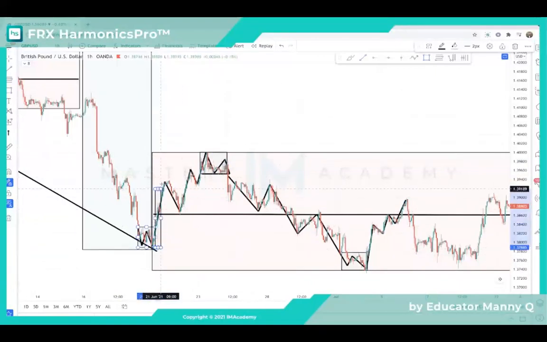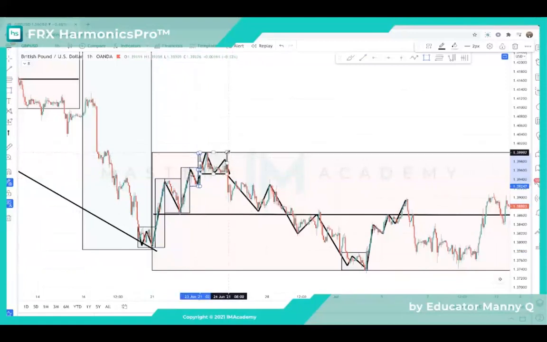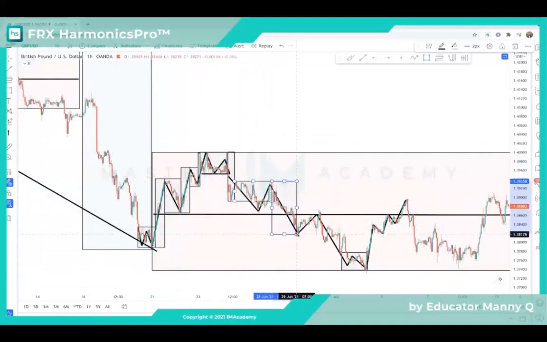Accumulation, expansion. From expansion, contraction. From contraction, expansion. From expansion to contraction, from contraction to expansion. Again, market expands down, boom, giving us a contraction. Market expands down, boom, giving us a contraction.